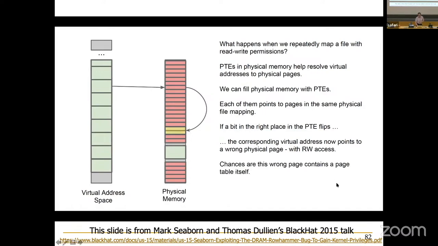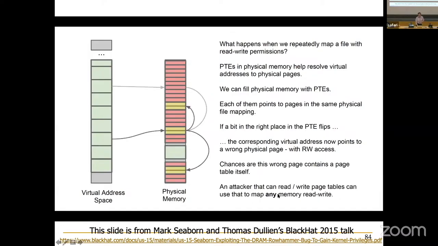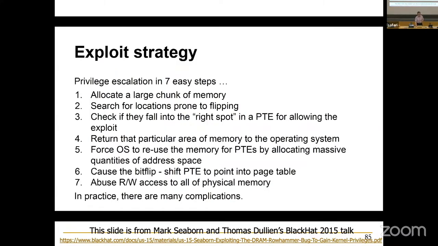Basically, chances are this wrong page contains a page table itself, which is true because you sprayed most of the memory with page tables. An attacker that can read-write page tables can use that to map any memory read-write. Essentially, you have control of many page table entries over here, and then you can actually do whatever you want to the system. You can change the operating system if you want, right? Basically, you become root at this point. Makes sense, right?